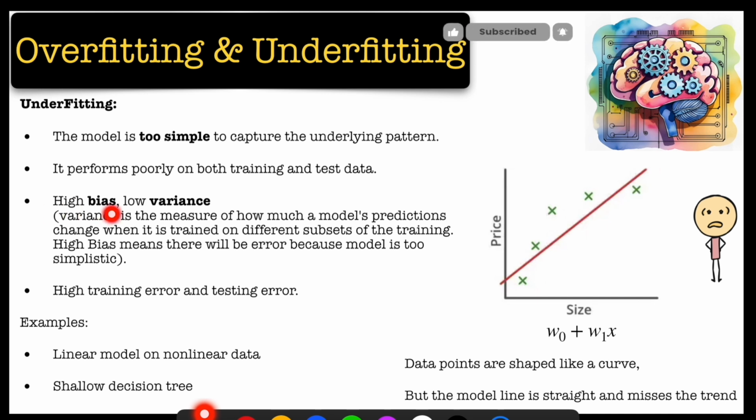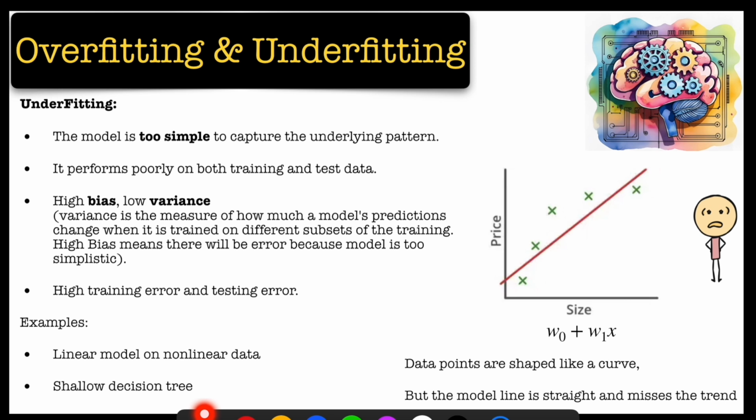It will have high bias and low variance. So what is bias and variance? Variance is the measure of how much a model's predictions change when it is trained on different subsets of the training data. And high bias means there will be error because the model is too simplistic. In this case, you see the model is too simplistic, so it's not able to generalize the pattern. That's why we have high bias.